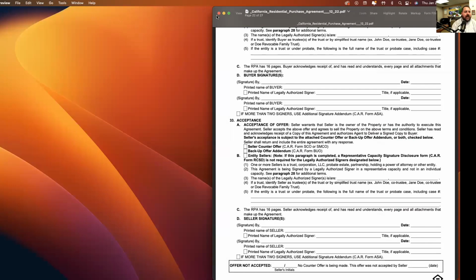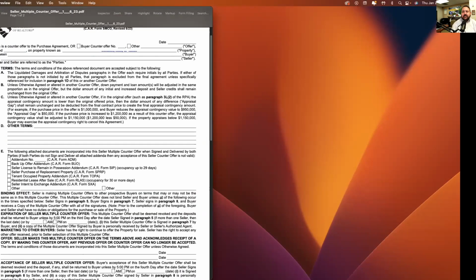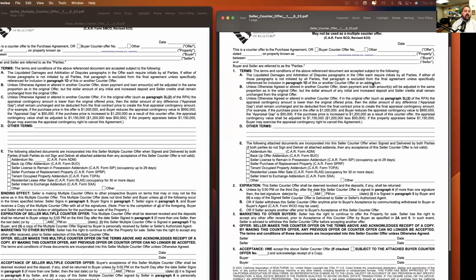So we looked at how to write the counters. Let's look at the forms quickly, if I can get to them. So we're going to look at the seller multiple and the seller counteroffer. Again, if you write a seller's counteroffer, remember that once they sign and return it, that's an accepted offer. Once you get it back, it's accepted.